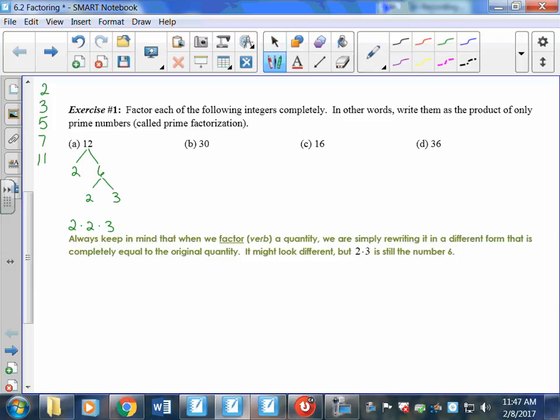I'm going to follow that same thought process with 30. Even though the first thing that comes to mind is 3 times 10, I'm going to stay with my process where I say it's 2 times 15. Now 2 doesn't go into 15, it's not even, so now I move to my 3. And I know this is 3 times 5, and 5 is prime. So I know my prime factorization here is 2 times 3 times 5.